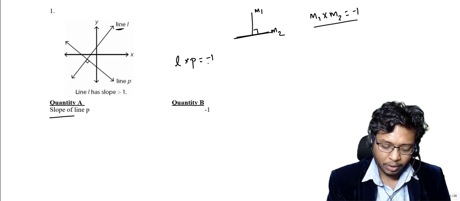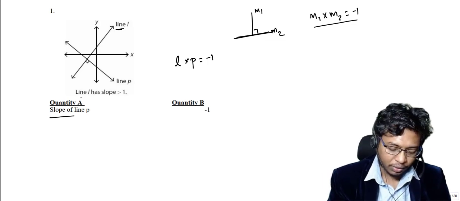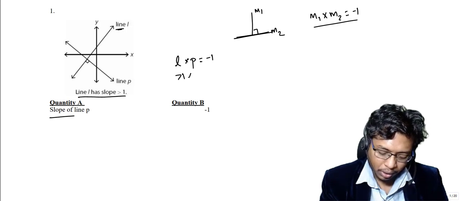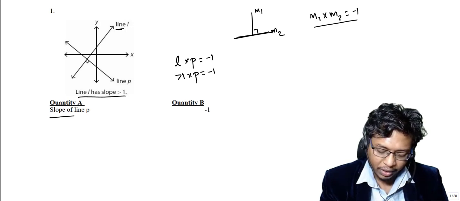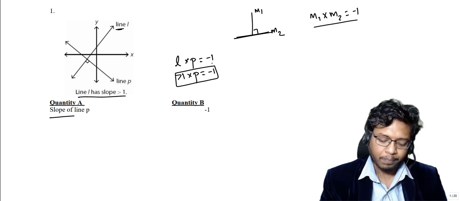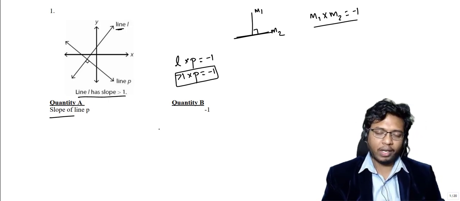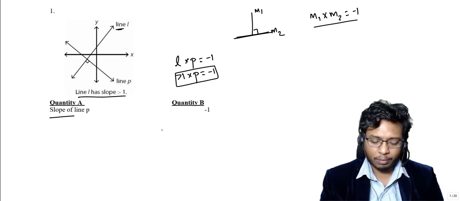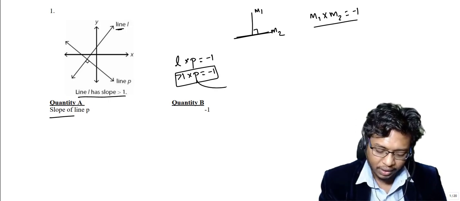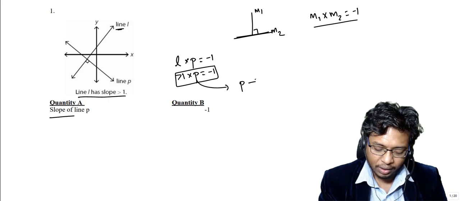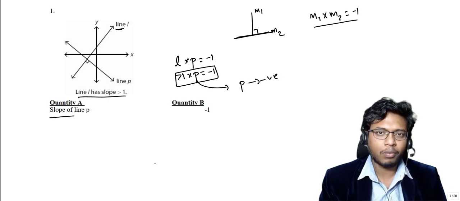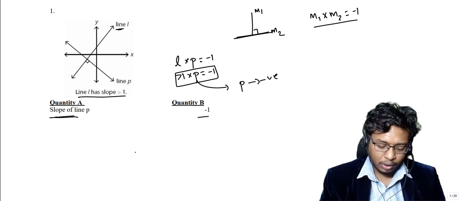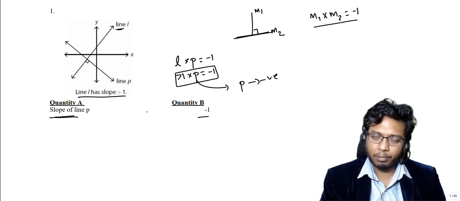The product should be equal to -1. Now he said slope of L is greater than 1, so that means this is greater than 1 into something is giving you -1, right? So slope of L is greater than 1 into some number, you're getting a negative number. That means definitely your P is a negative number, right? Now your comparison is between P and -1. Now P is definitely a negative number.